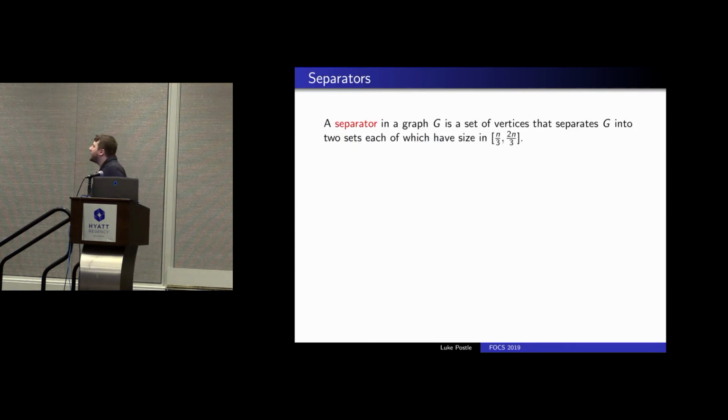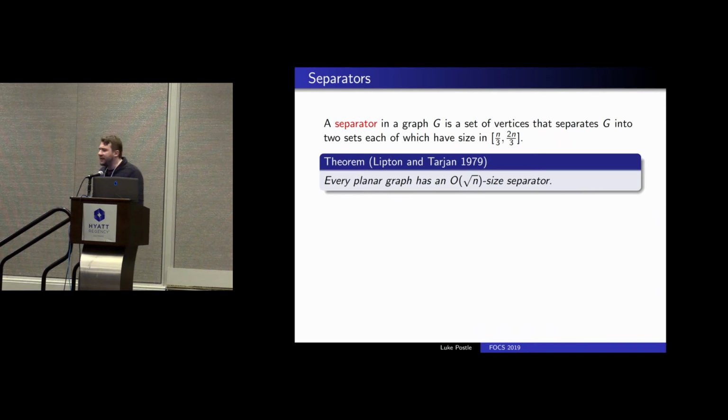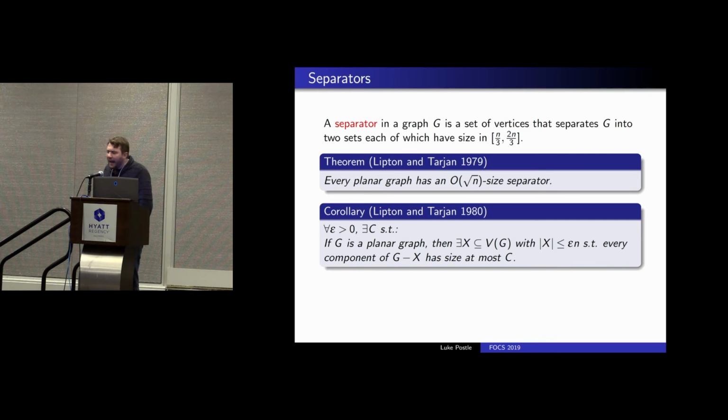Well, this is where I tell you about a new structure theorem for planar graphs that we came up with. So you know about separators. A separator of a graph G separates the vertices into two sets of size n over 3 and 2n over 3. The famous Lipton-Tarjan theorem promises that planar graphs have small separators, square root n. Maybe less well known, but if you know the separator hierarchy, there's a corollary that for every epsilon, there's some constant c, so that a planar graph has a small linear size set, at most epsilon n, and every component is small, size at most c. So it shatters into these small size components.